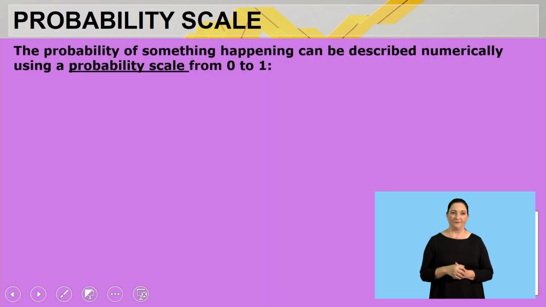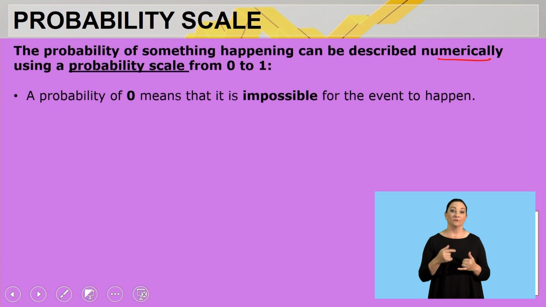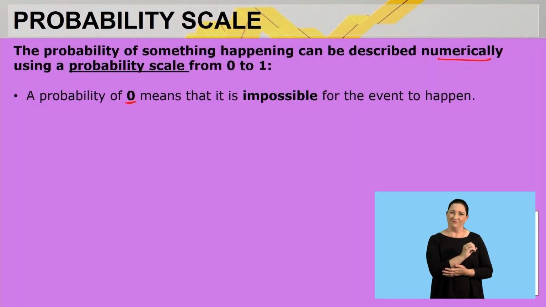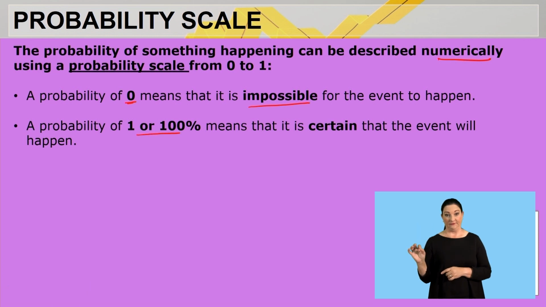Now let's quickly look at the next slide. Here, I said the probability of something happening can be described numerically using a probability scale from 1 to 0. This is basically a summary of what I've explained on the probability scale just now. I also indicated here that a probability of 0 means that it's impossible for the event to happen. Then a probability of 1 or 100% means that it is certain that the event will happen. 0 means impossible. 1 or 100% means it's definite, it's certain.